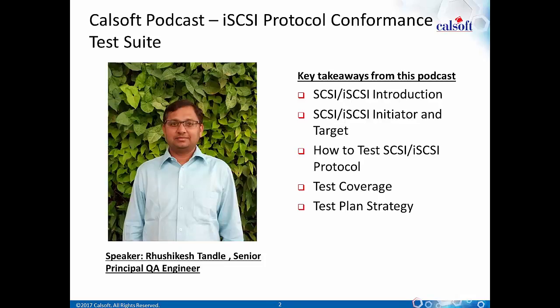So there is one more term, the iSCSI qualified name, that is IQN. While communication happens between the iSCSI initiator and target, it uses a unique identification, meaning a unique ID, which is called the iSCSI qualified name, IQN. The IQN is the standard way to identify an iSCSI initiator and target in the network.